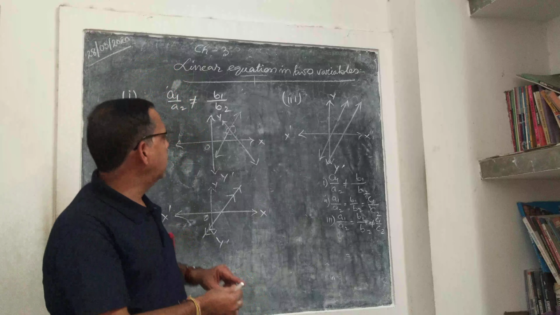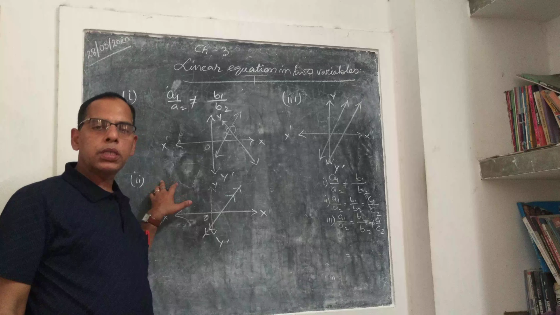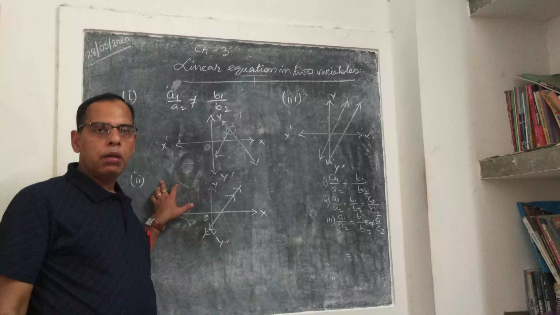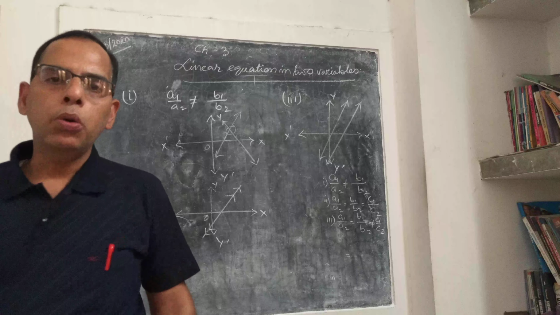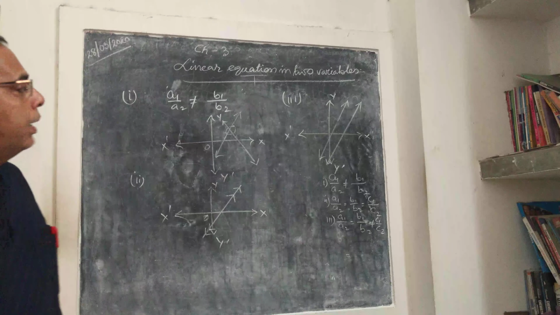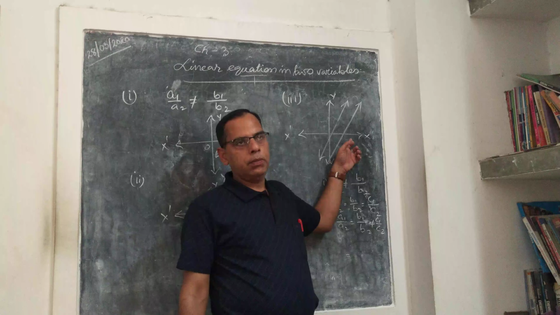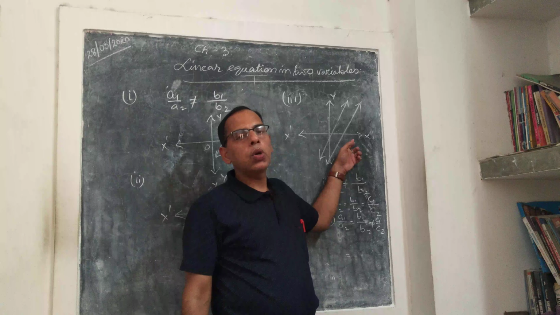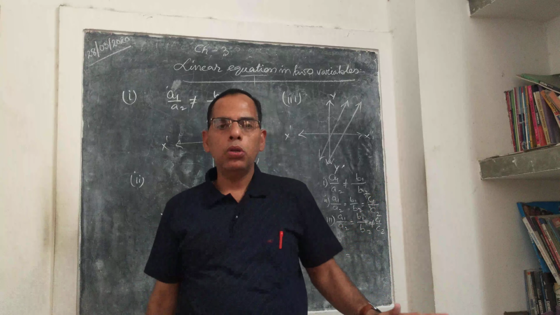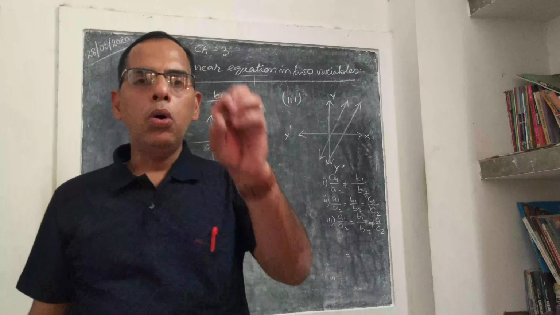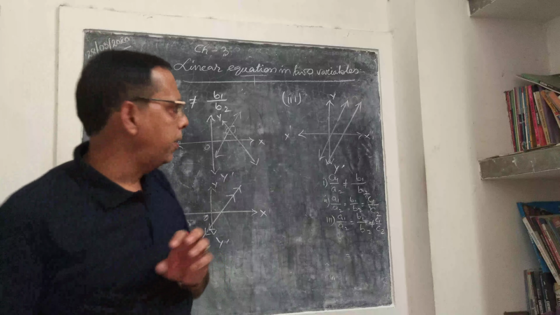So in that case, if the first and second conditions are fulfilled, then we will say that the pair of equations is consistent. And if there is no solution, that is parallel lines, then we will say inconsistent. Inconsistent means no solution. Consistent means somehow we'll get some solution. Is it clear, my dear children?